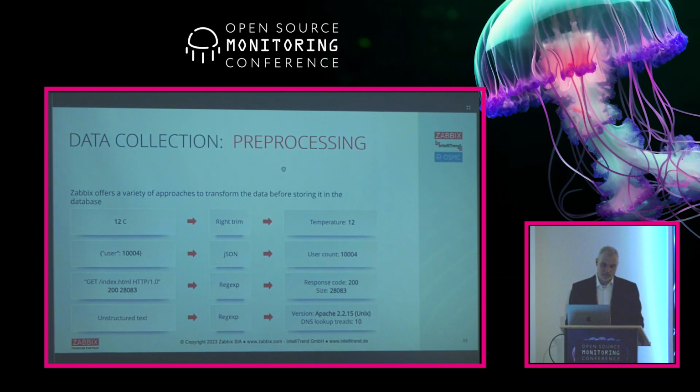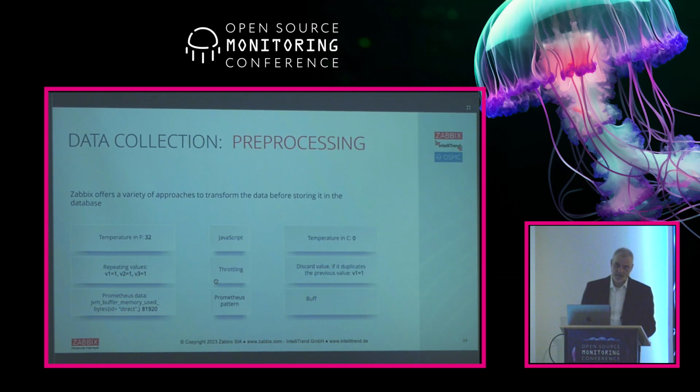But the better way to do it in Zabbix is using pre-processing steps. And there are different pre-processing operators. And we see here, for example, trim. If you have JSON, you can just pass a JSON string and a JSONPath query, and then you get the result back. And of course, you have regex.